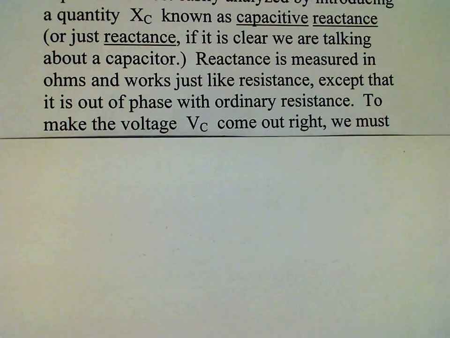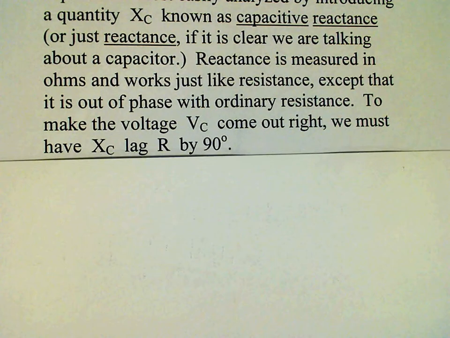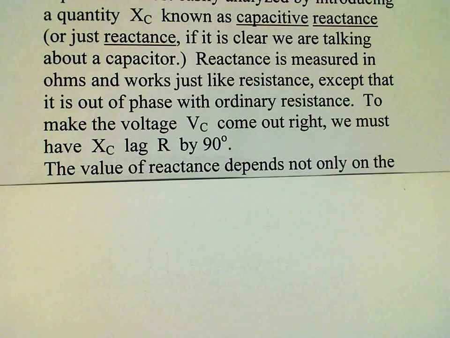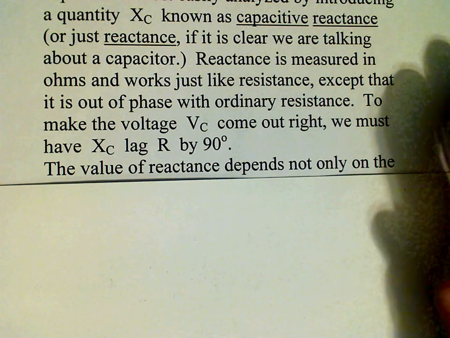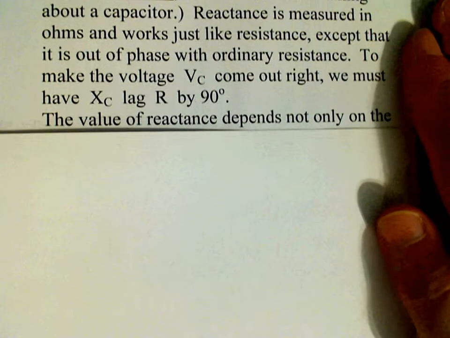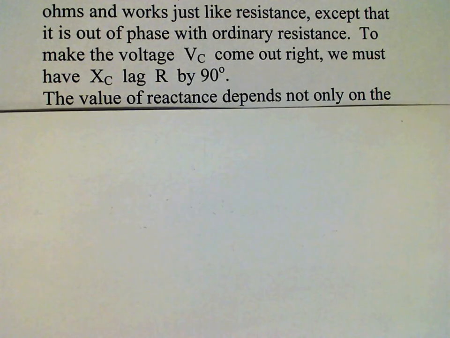Now, reactance is measured in ohms, and it works just like resistance, except that it is out of phase with ordinary resistance. You remember that the voltage across a capacitor is out of phase by 90 degrees from the current. In fact, it lags by 90 degrees. And therefore, to have the voltage work out right, we must have the capacitive reactance lag the resistance also by 90 degrees.